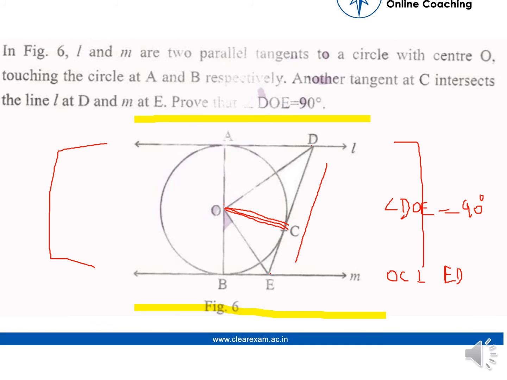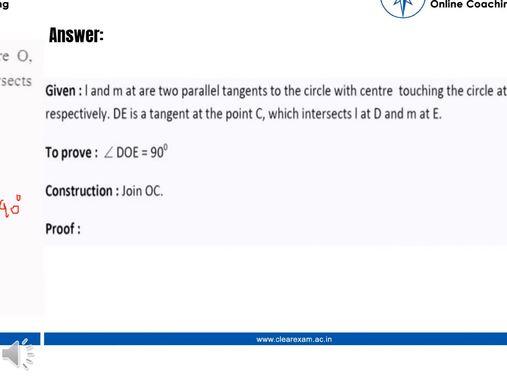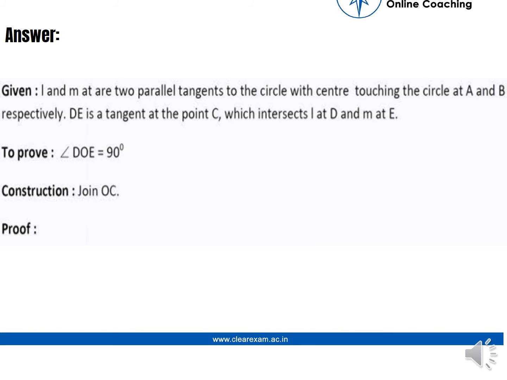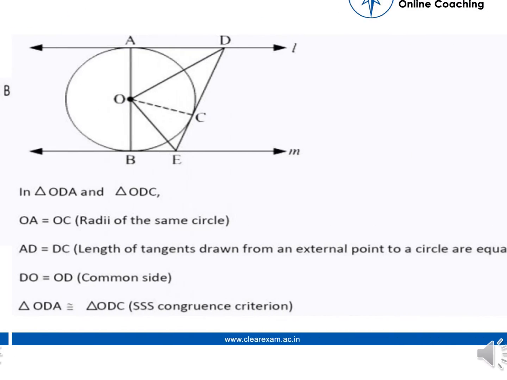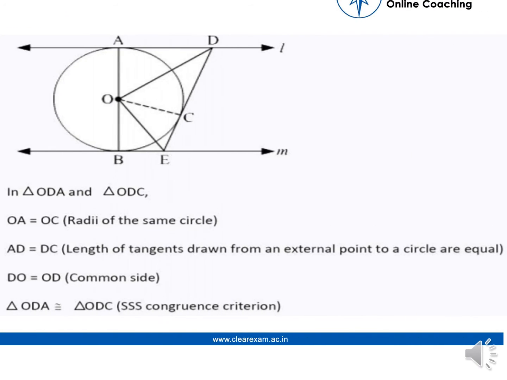Okay, let's look at the solution now. We know what we have been given and what we have to prove, and we have done the constructions. So let's look at the proof now. Since we have drawn this line which is perpendicular to the tangent ED, let me make it more clear for you.